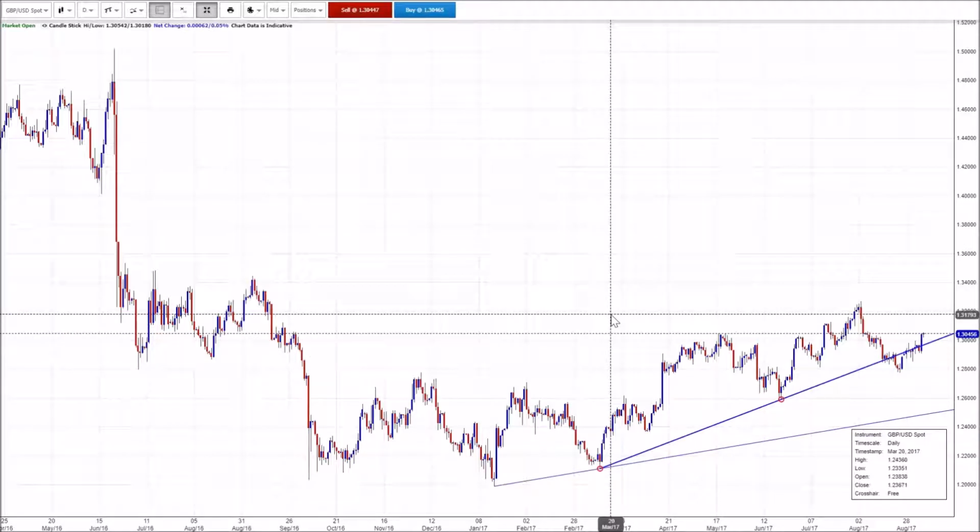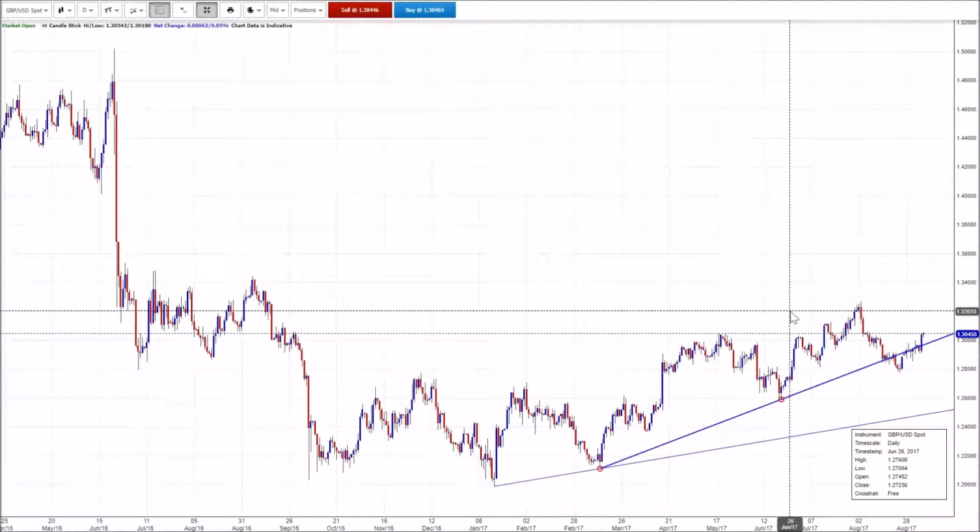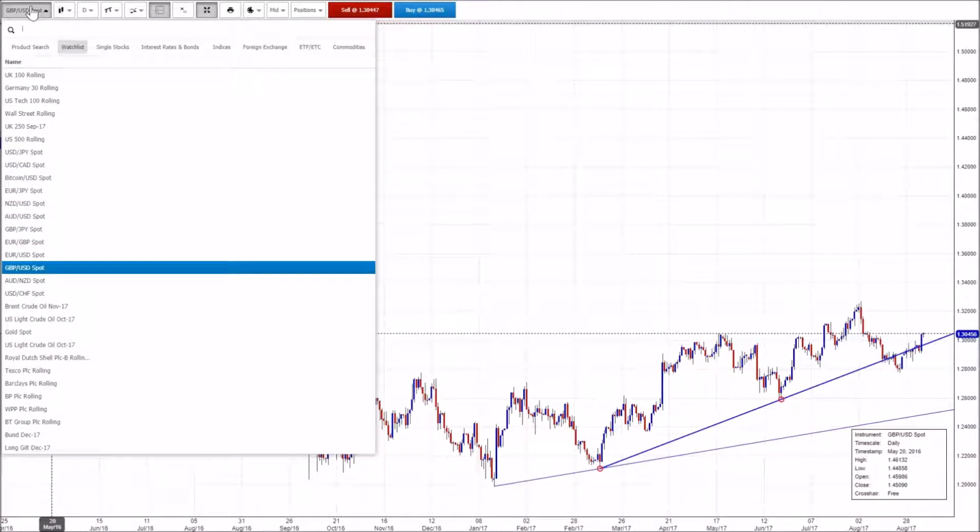So I think for pound against the US dollar, it's still strong. I think the bias is still for a bit more of a pound recovery, but still, of course, very much driven by all the euro, Brexit stuff.